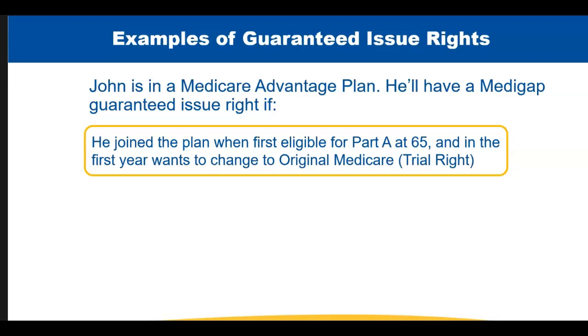In Medicare Advantage we have something called the trial right. When you are first eligible for Part A at 65 and you join the Medicare Advantage plan, you have a trial right to switch back to original Medicare and leave the Medicare Advantage plan, and could also then pick up a Medigap plan.